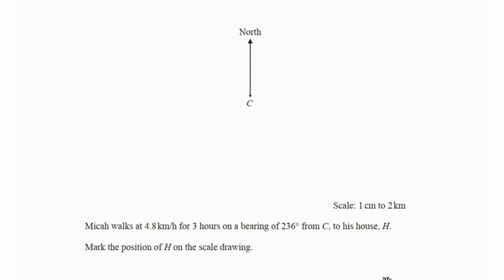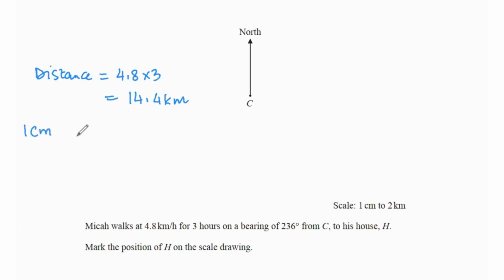So if she's walking at a speed of 4.8 kilometers per hour for 3 hours, let's first find the distance that she's walking. Distance is going to be your speed multiplied by time. So 4.8 times 3, and that's going to give us 14.4 kilometers. So now from C, she's walking a distance of 14.4 kilometers.